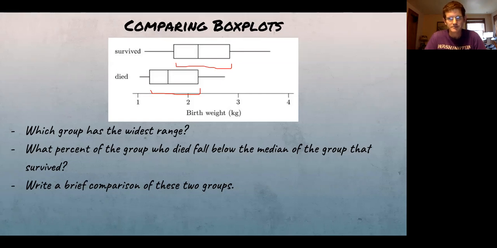We just compared them. The center, we have the median. We know where the center is, and that can tell us the median weight of those that survived is 2.25. The median weight of those who died, 1.6 or so. Okay, so real quick, just a couple things before we leave this slide.